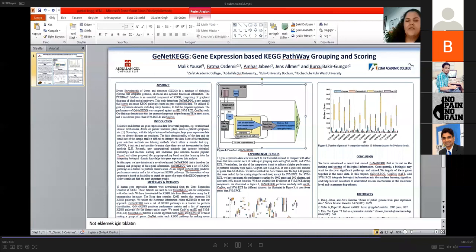Consequently, a biologist may want to discover significant pathways and microRNA targets of these genes together in the same data. In this respect, GNet-CAC, CogNet, MATE, and SVM-RCE integrated biological information into the machine learning algorithm and help wet lab scientists to understand disease mechanisms at the molecular level and to generate hypotheses. Thank you for listening.